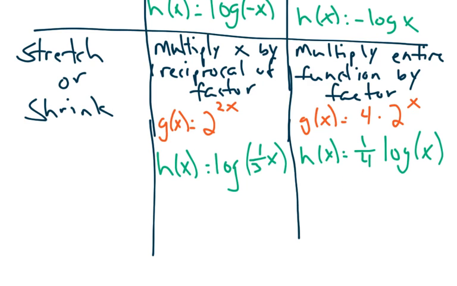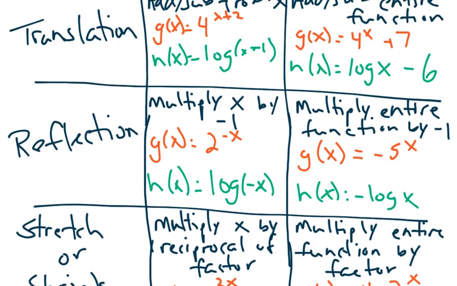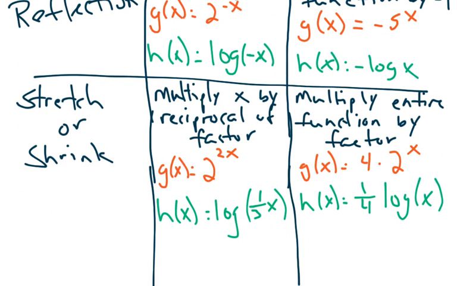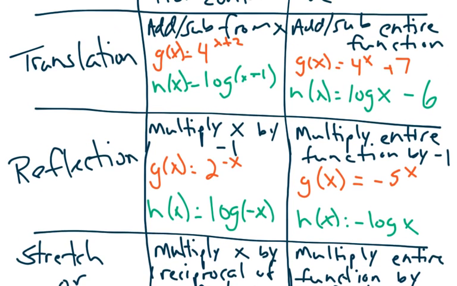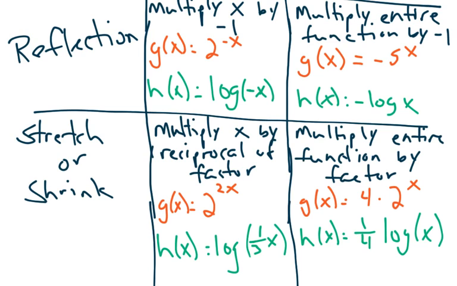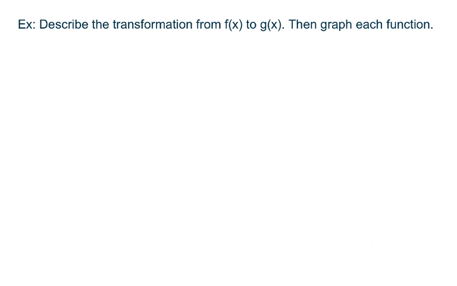So there's the overview of the transformations. We've got translations, reflections, stretches, and shrinks. The rules that we learned back in Chapter 1 and Chapter 2 don't change. The rules still apply for all these types of transformations. We're just now applying them to a different type of function. Now we're working with exponential and logarithmic functions. So let's do a couple of examples here.